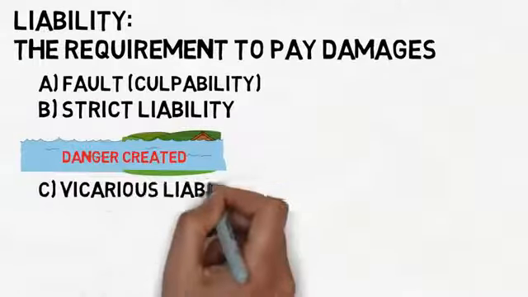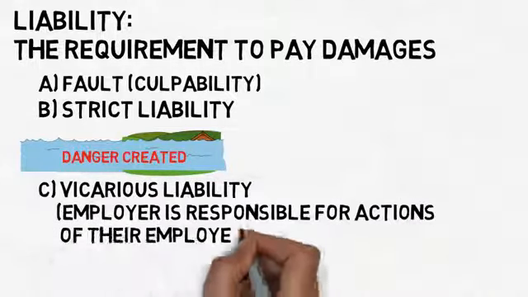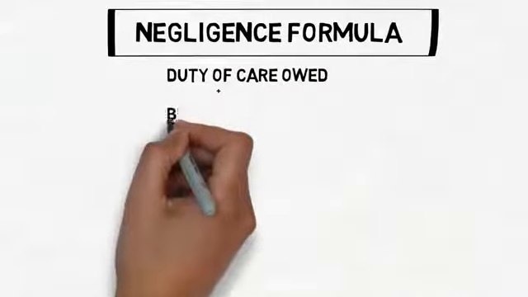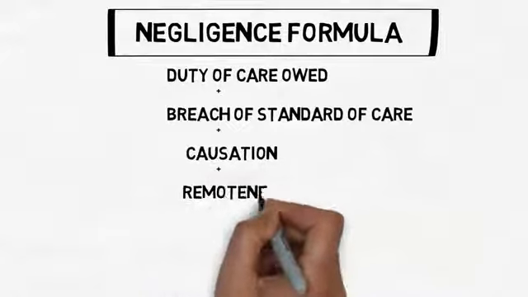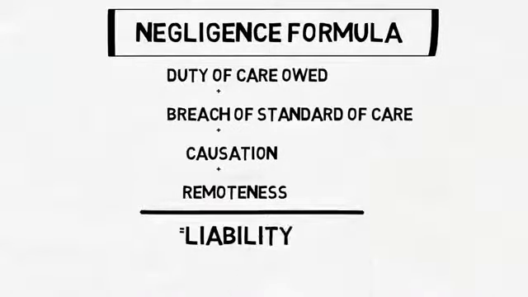Third, we have vicarious liability. This is when an employer is responsible for actions of their employees. Now, we'll look at the negligence formula. For someone to be found liable, the following factors need to be present: there needs to be a duty of care owed, breach of standard of care, causation, and remoteness. And if you have all those, then you have a liability.